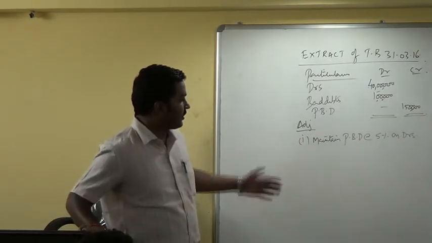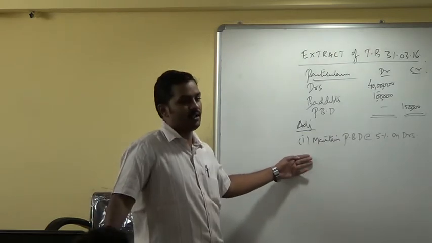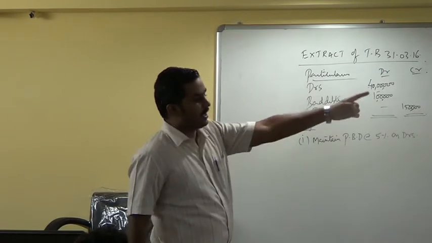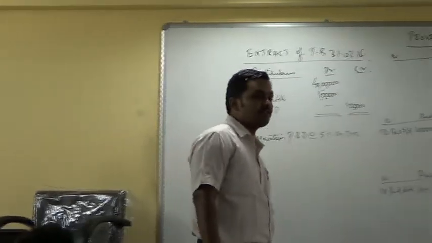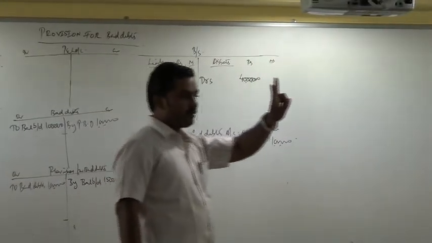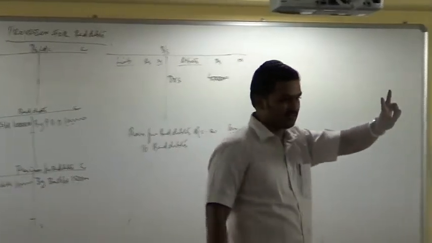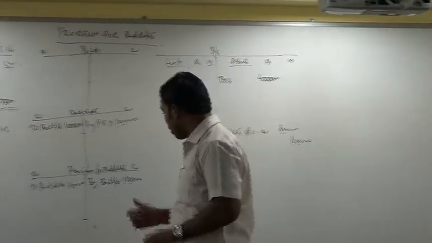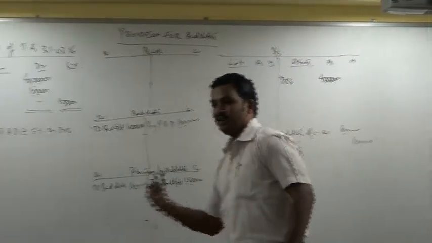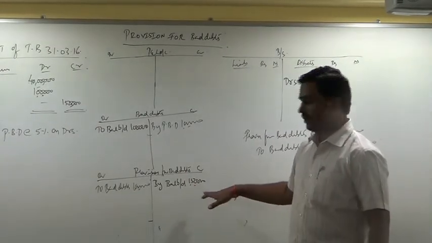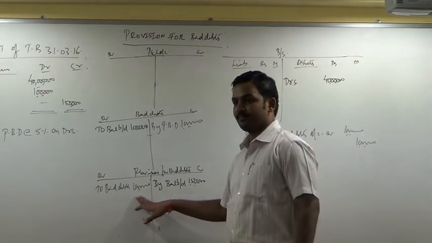Okay. Now we have to read the adjustment. Maintain provision for bad debts at the rate of 5% on debtors. Now see the balance sheet. Debtors is shown at 40 lakh rupees. We have to maintain 5% provision. So the total provision we have to maintain is 2 lakh rupees. But right now how much do we have? 150 minus 1. That's a provision of only half. 50,000 rupees we have. 150 minus 1 lakh is 50,000.